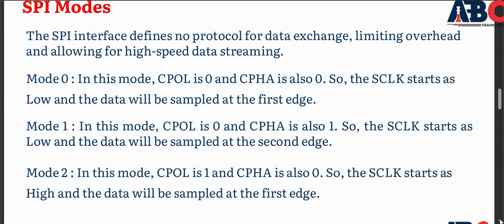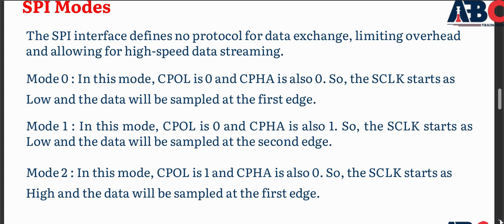SPI modes. The SPI interface defines no protocol for data exchange, limiting overhead and allowing for high-speed data streaming. Mode 0. In this mode, CPOL is 0 and CPHA is also 0. So the SCLK starts as low and the data will be sampled at the first edge. Mode 1. In this mode, CPOL is 0 and CPHA is 1. So the SCLK starts as low and the data will be sampled at the second edge.